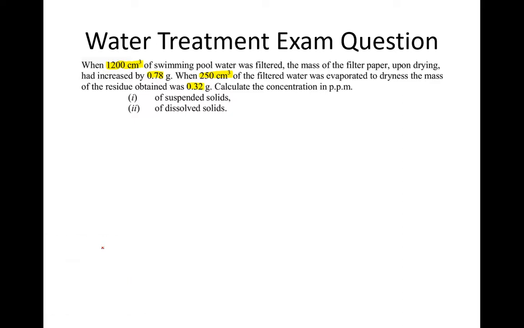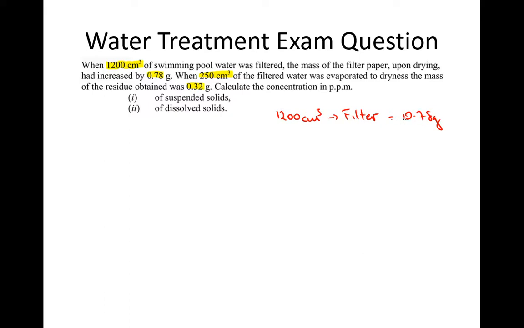Okay, well, let's just go through that. Now, 1,200 of swimming pool water was filtered. So you take 1,200 centimeters cubed and you filter it. The mass of the filter paper upon drying had increased by 0.78 grams. So we don't need to know the mass of the filter paper. They're telling us what the difference was before and after passing the water through, so that's fine. So therefore, in 1,200 centimeters cubed of water, after filtering, we discovered that there's 0.78 grams of undissolved material, because it got caught by the filter paper. So this is the undissolved material.